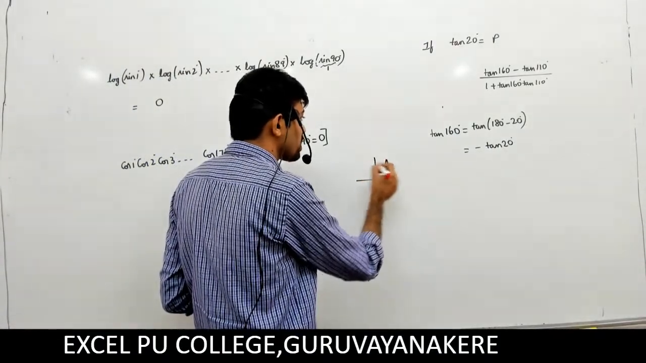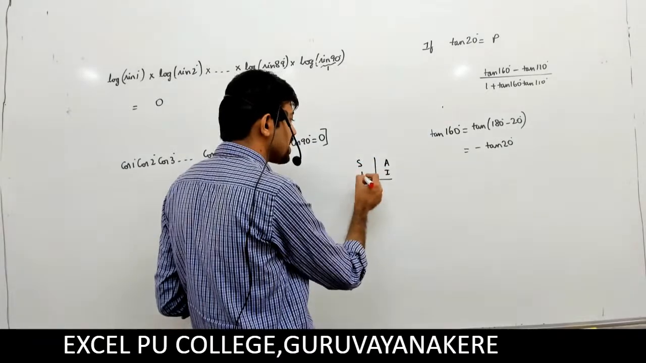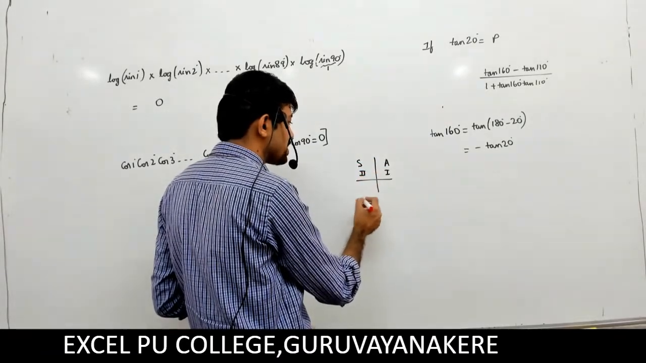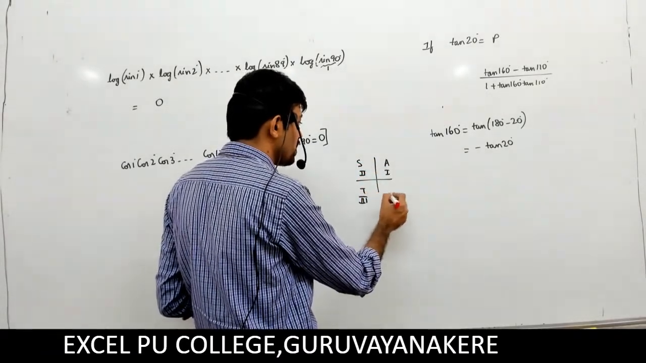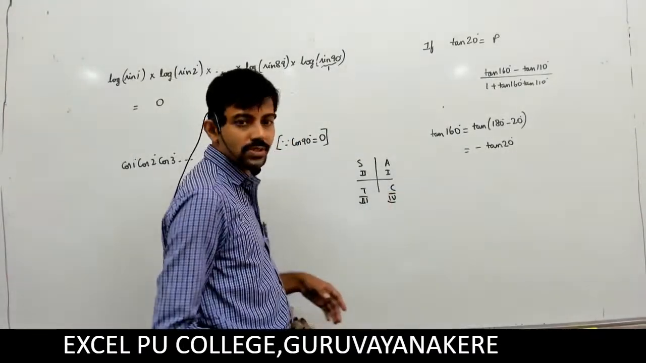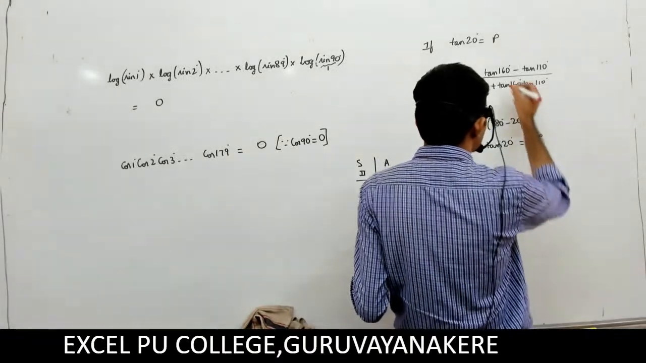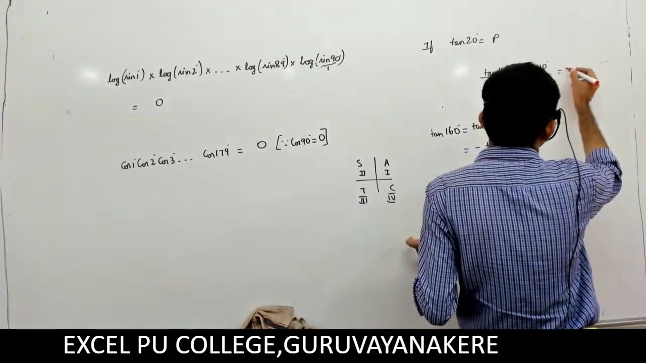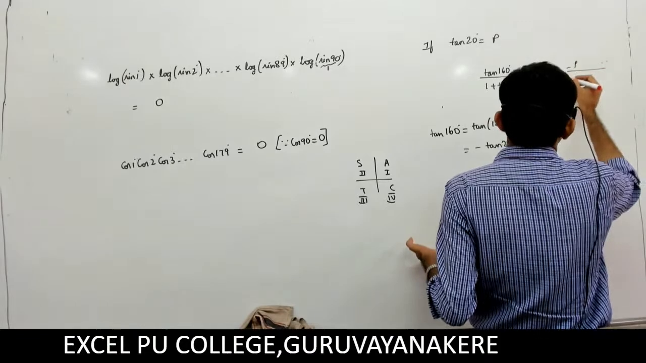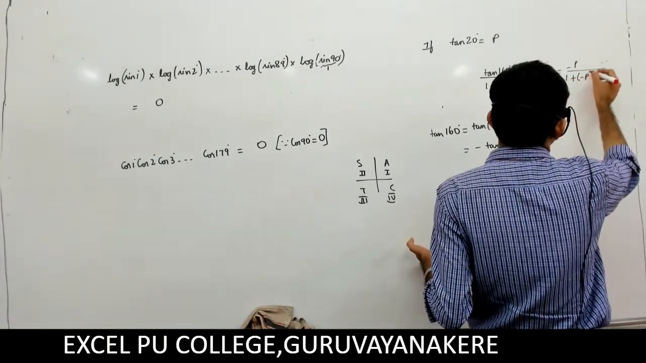In the first quadrant all trigonometric functions are positive. Second quadrant, sin and cosec are positive. Third quadrant, tan and cot are positive. Fourth quadrant, cos and sec are positive. So this is equal to minus P. Tan 160 simplifies to minus P.